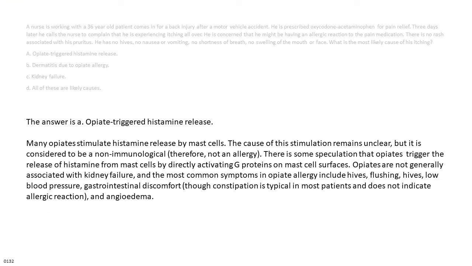Many opiates stimulate histamine release by mast cells. The cause of this stimulation remains unclear, but it is considered to be non-immunological, therefore not an allergy. There is some speculation that opiates trigger the release of histamine from mast cells by directly activating G proteins on mast cell surfaces. Opiates are not generally associated with kidney failure, and the most common symptoms in opiate allergy include hives, flushing, low blood pressure, gastrointestinal discomfort, though constipation is typical in most patients and does not indicate allergic reaction, and angioedema.